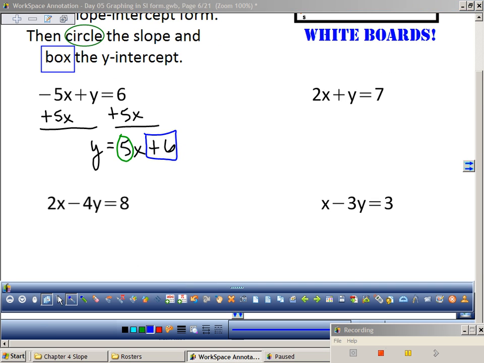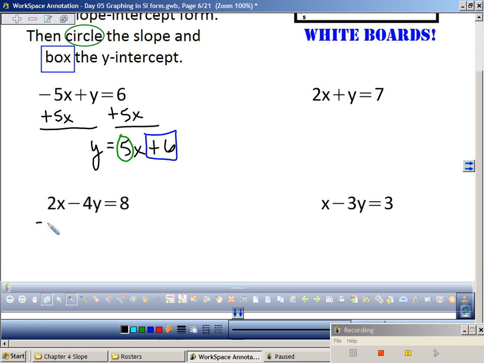Let's do one that's a little bit harder. My turn, guys. It's pencils down. I should have everybody's attention. So this time I need to move 2x to both sides.